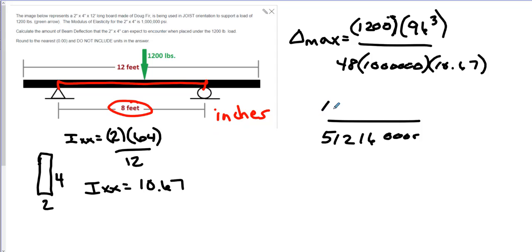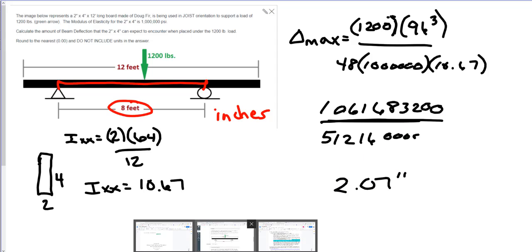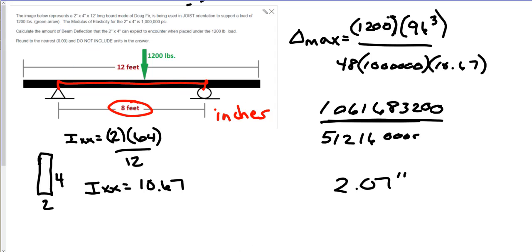Okay, so that gives us 106,168,320. We're going to divide that by 512 times 1,000 times 128... and we get 2.07 inches as our deflection. So this board will bend 2.07 inches, the amount that it bends.